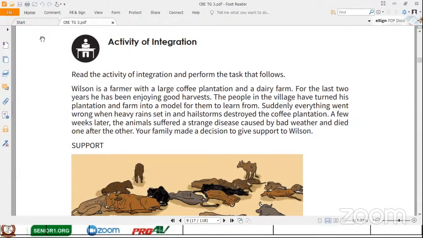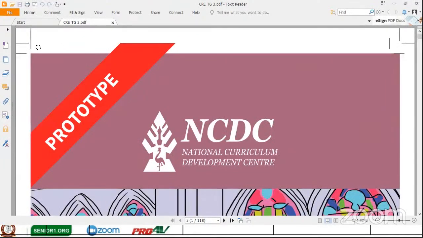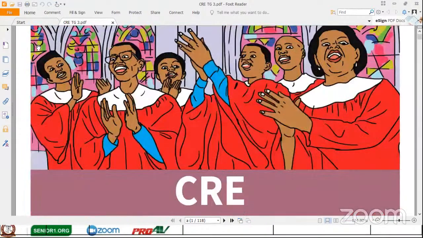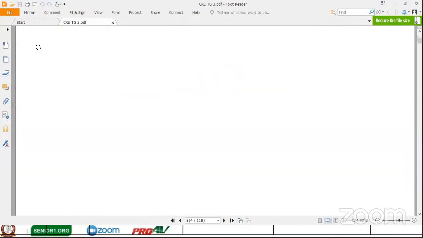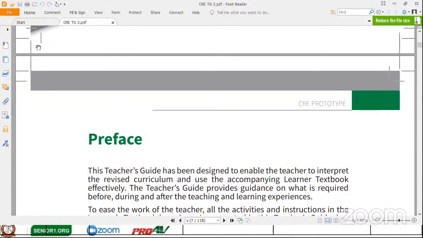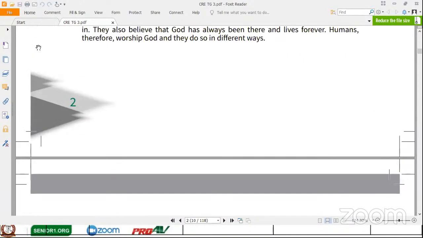Yes. I'm sharing from this CRE Teacher's Guide. Members, you will be able to find the sample assessment grids in the teacher's guides. Some prototypes have them, others didn't, but the final books which are going to come out are going to have these ones. I've looked at the final books. I was among the people who went for vetting of the books. The final books have them.